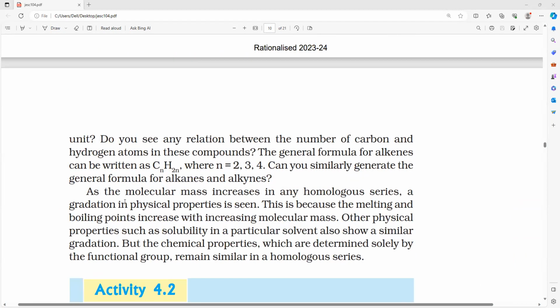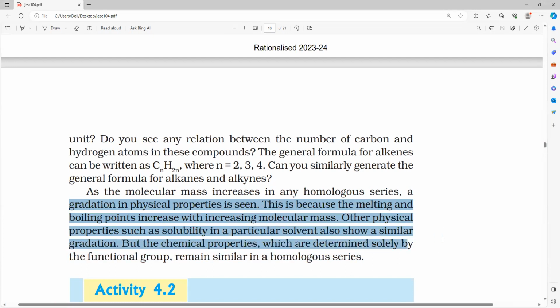Gradation in physical properties is the same. Because the melting and boiling points increase with increasing molecular mass, and other physical properties such as solubility also show similar gradation. So if the molecular mass is increasing, chemical properties are the same, but there will definitely be a change in the physical properties, like melting points and boiling points. We can notice that densities also increase gradually. That is what I told you in yesterday's class.